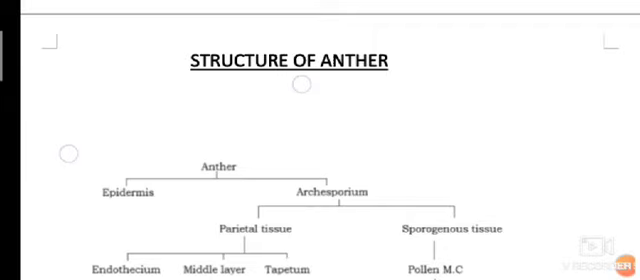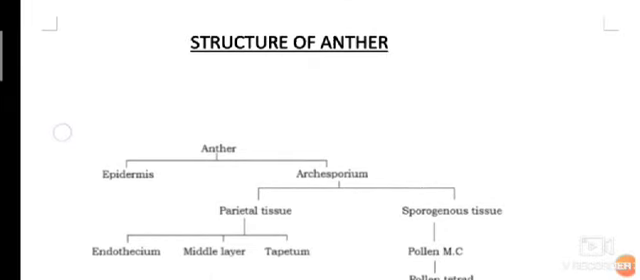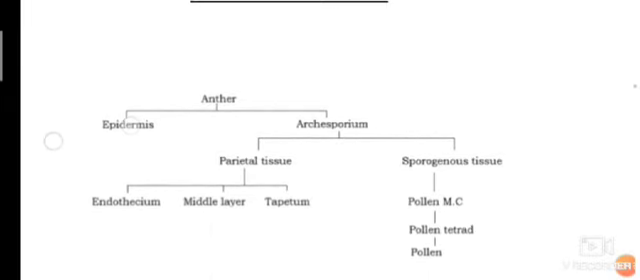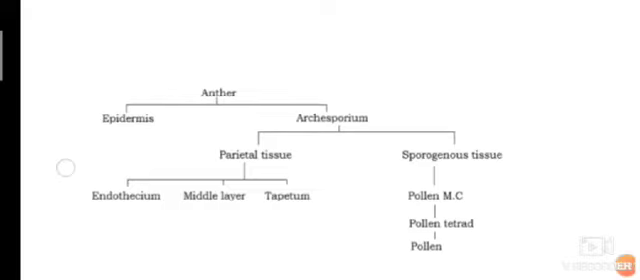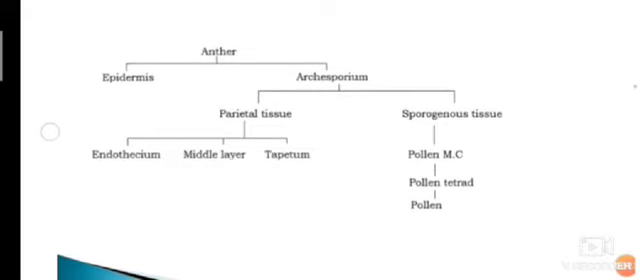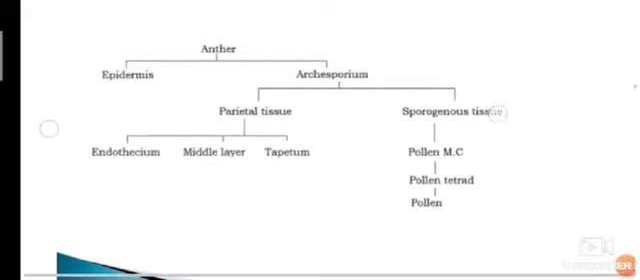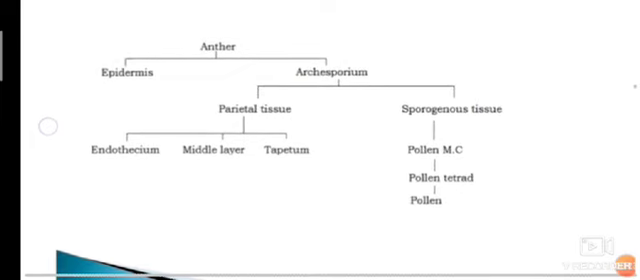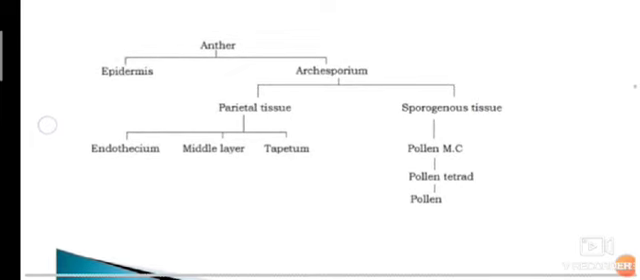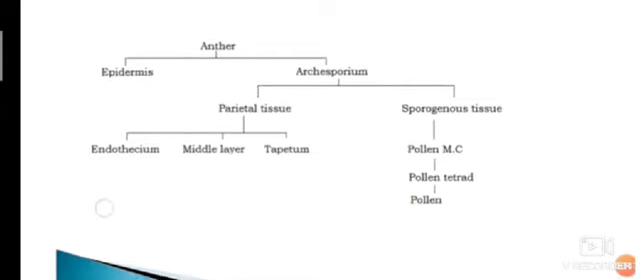Structure of anther. Anther is classified into epidermis and archisporium. Archisporium is divided into parietal tissues and sporogenous tissues. Parietal tissues are divided into three layers: endothecium, middle layer, and tapetum. Sporogenous cells are divided into pollen mother cell, pollen tetrad, and pollen.